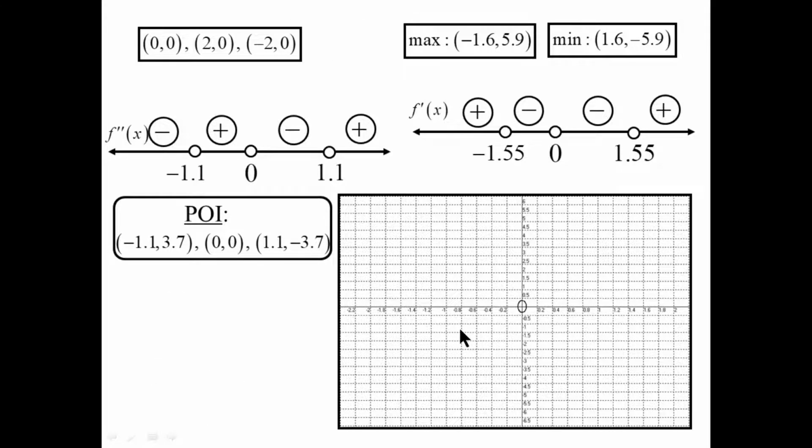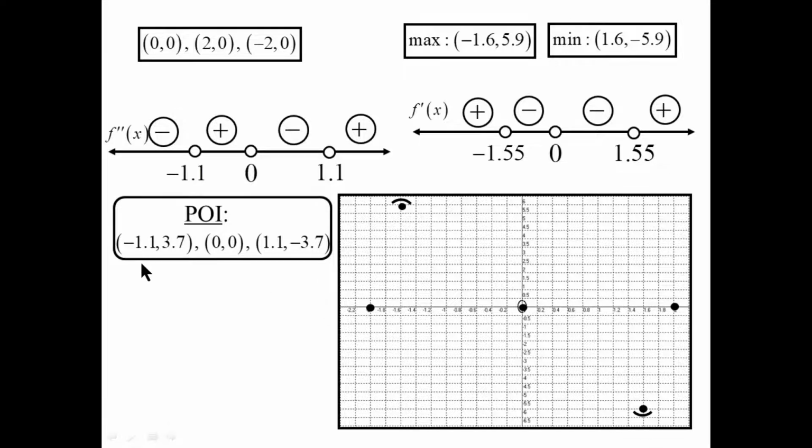Here's our graph. Here's our chart. And now 0, 0 has to go on it. There it is. 2, 0 has to go on it. There it is. Negative 2, 0 has to go on it. There it is. There's a max at negative 1.6, 5.9. So I put negative 1.6, 5.9 here, the point, and the little curly thing to remind me that this is a maximum. That's what that little symbol means. And there's a minimum at 1.6, negative 5.9. Place it there, again with its little symbol indicating it's a minimum.